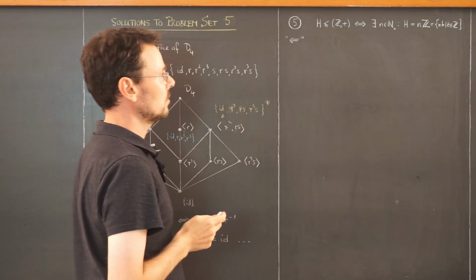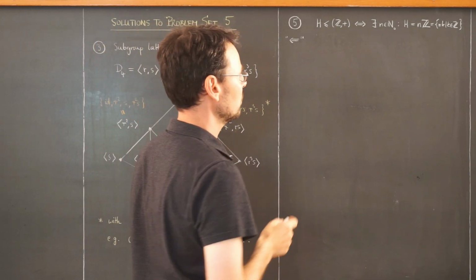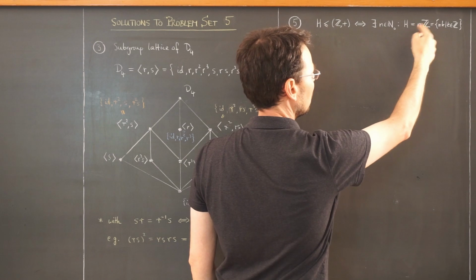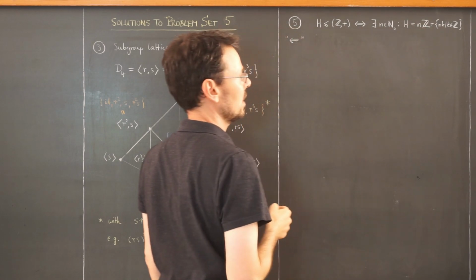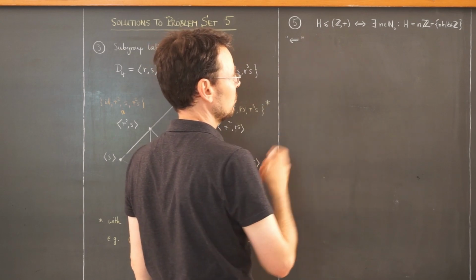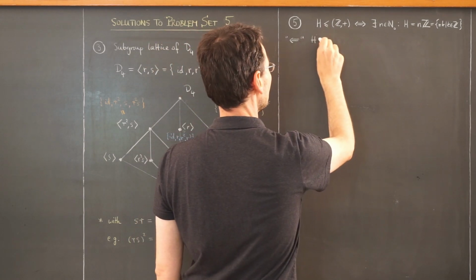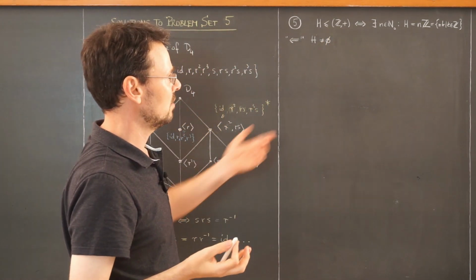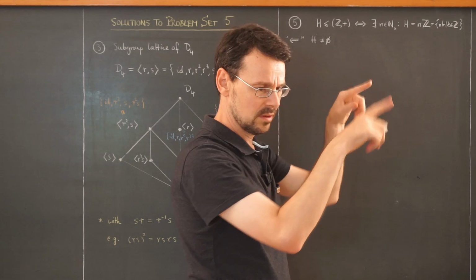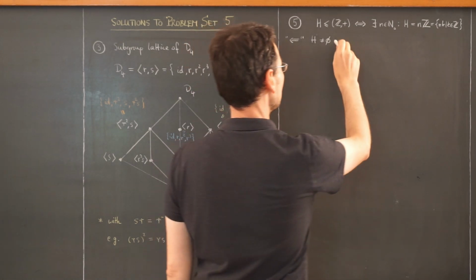Okay, let's prove the easy implication first. If I find a natural number or zero such that H can be written like that, then it is a subgroup. Of course, H is not the empty set. Even if this is 0, I have H consisting of 0.